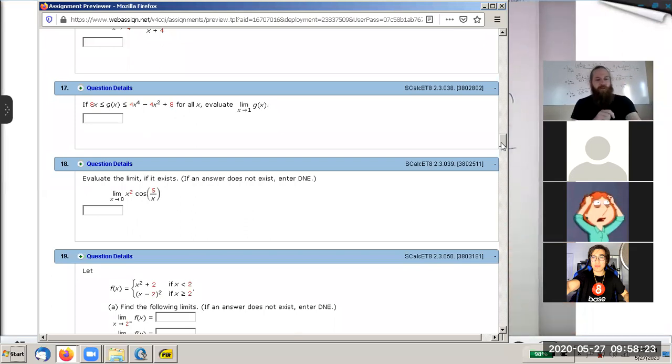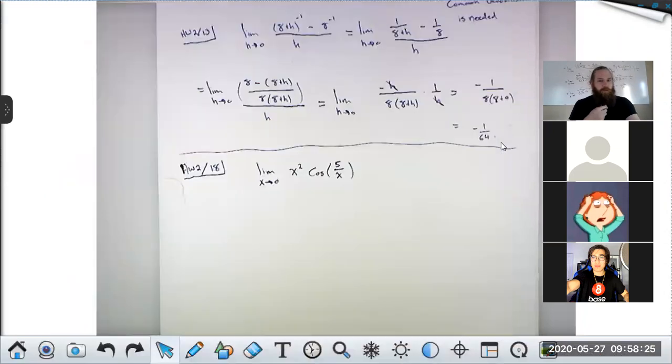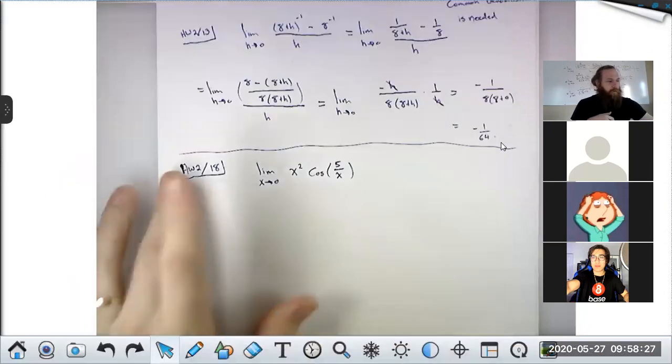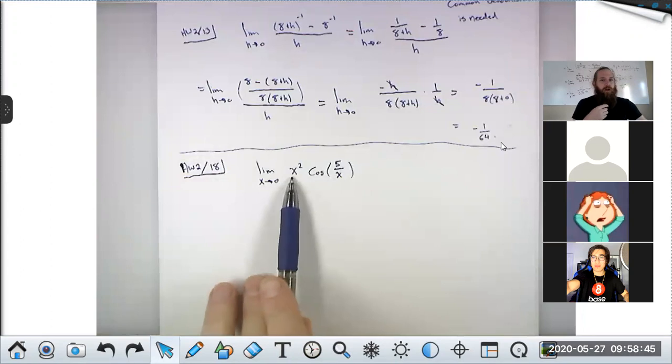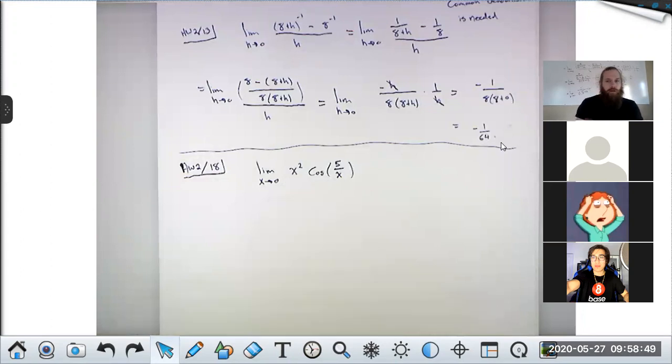Okay, so here's problem 18 from the homework, right? We want to evaluate this limit. What makes this limit hard? Knowing what cos is and what to do with the squared. So this piece, as x goes to 0, x squared goes to 0. That piece isn't too weird. But there is a piece here that's weird.